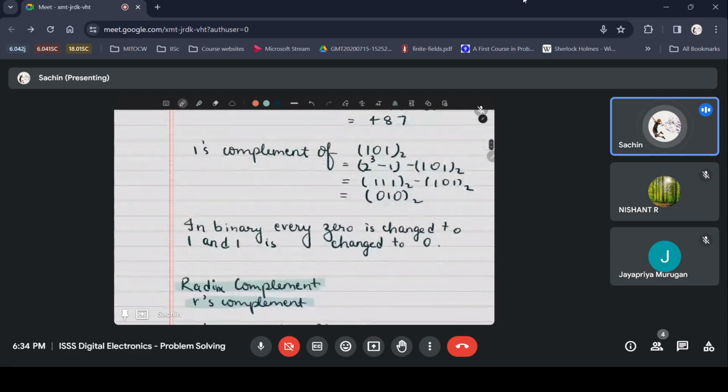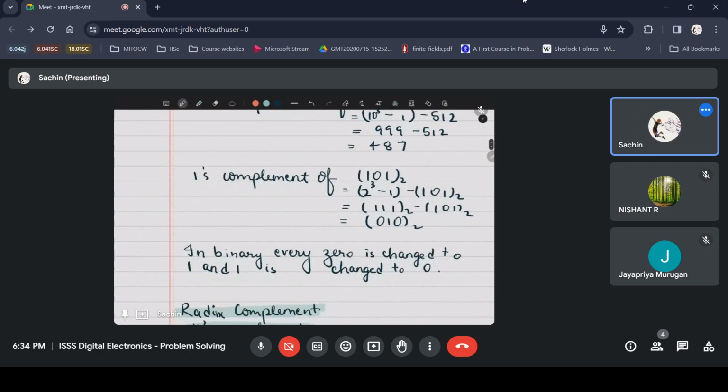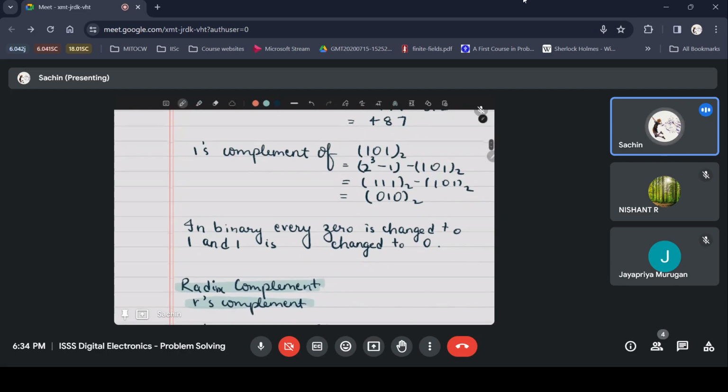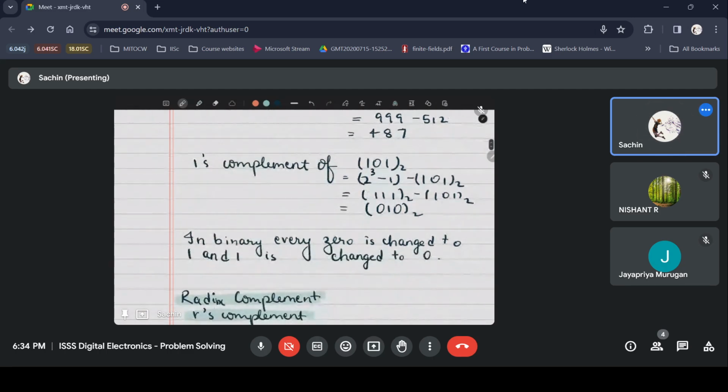So 1's complement, the same thing. Here the radix is 2 and there are 3 digits. So 2 cube minus 1 minus 101. 2 cube minus 1 is 7, which is 111, minus 101 is 010. Right, the principle is the same. We just use the binary system more often, that's all.